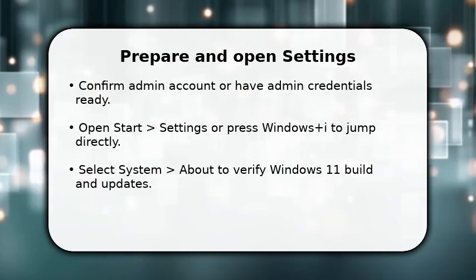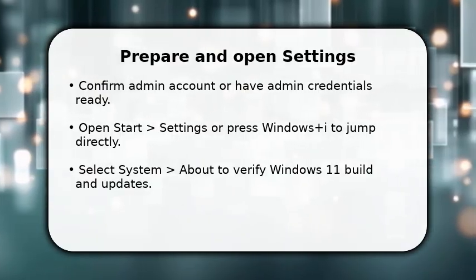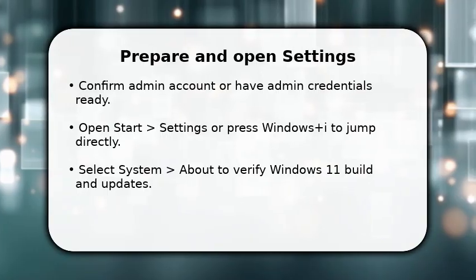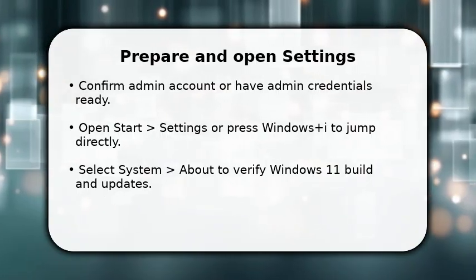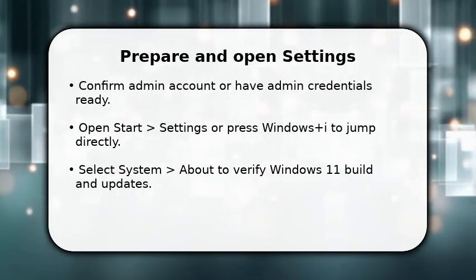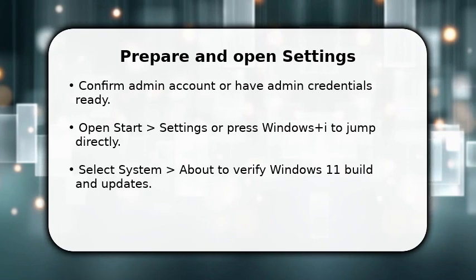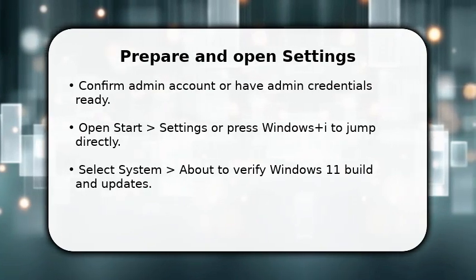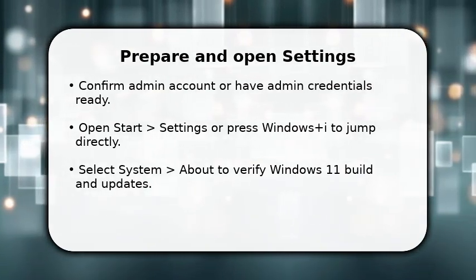Next, navigate to System and then About to confirm your Windows 11 build and that recent updates are installed. This prevents unexpected behavior. While you're there, note the device name and version so you can match guidance for group policy or Control Panel options that follow.